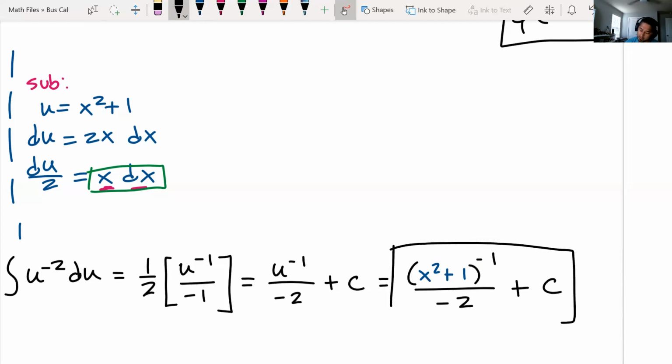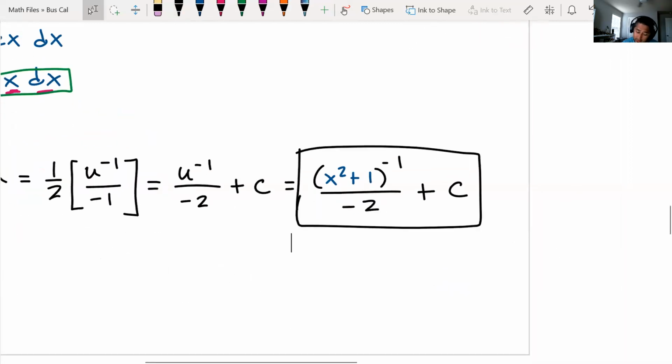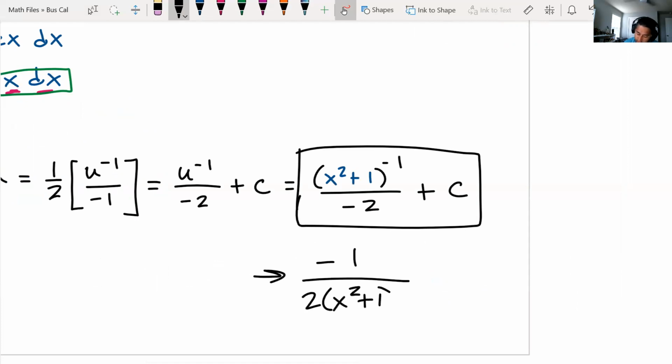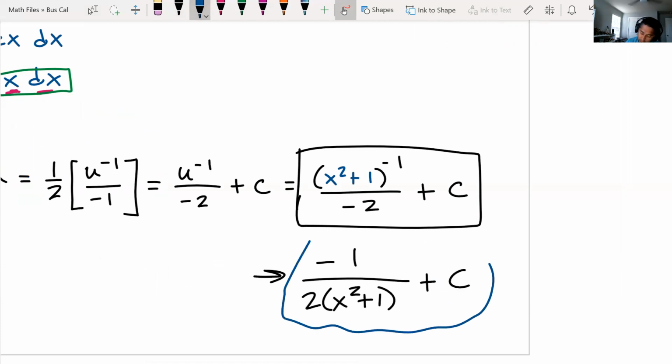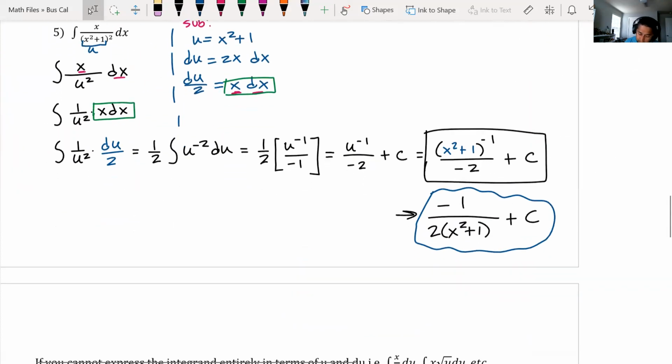That is a decent answer. Or, since I hate negatives in the denominator, I can also rewrite this as negative 1 over 2 times x squared plus 1 plus c. But like I said, the first one's fine as well. All right, any questions on that one?